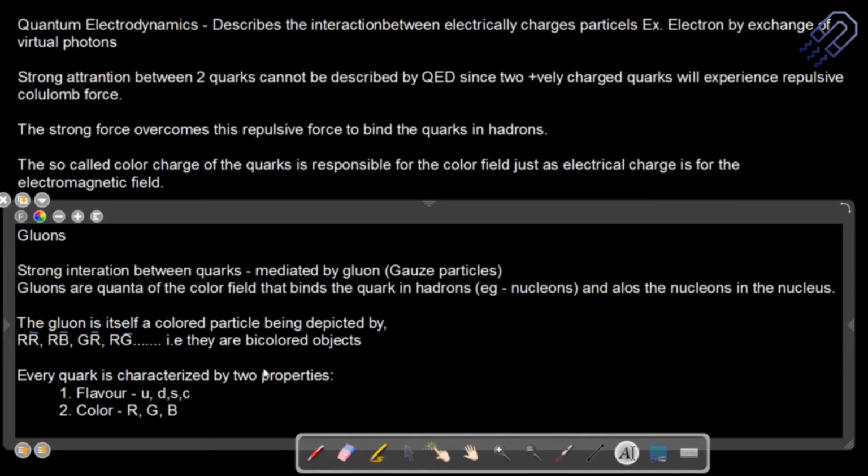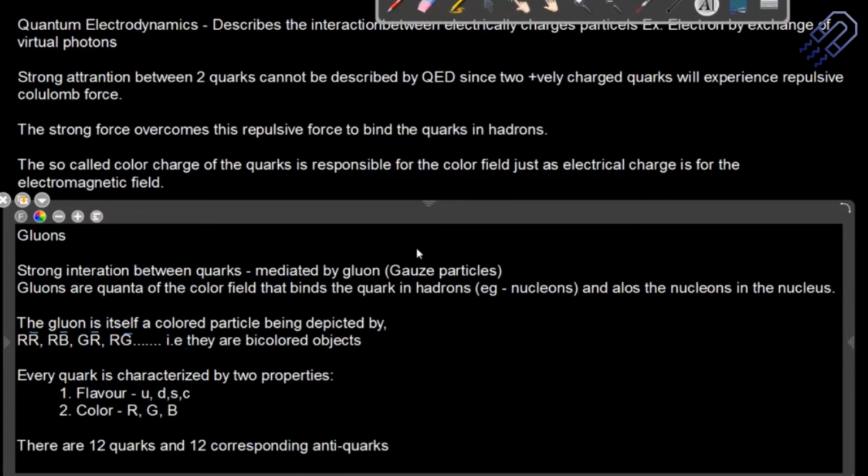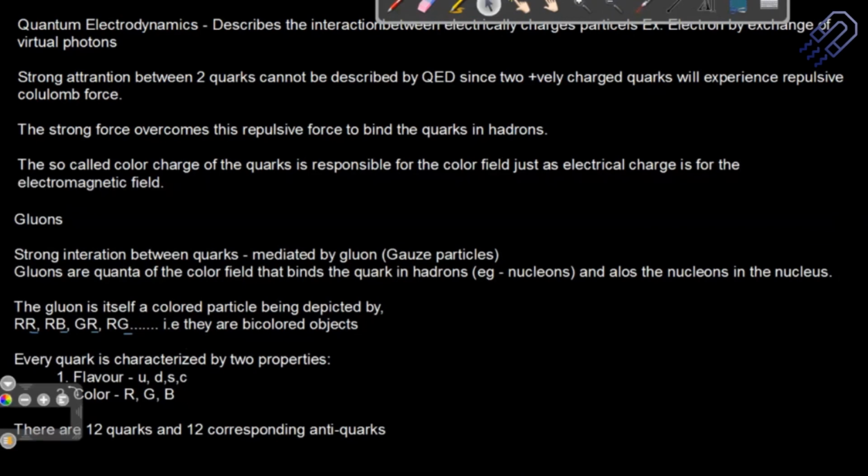If we look into that table, there are 12 quarks and 12 corresponding antiquarks. Just look into this slide. A lot of information is being provided in this slide, and I think you can understand this.